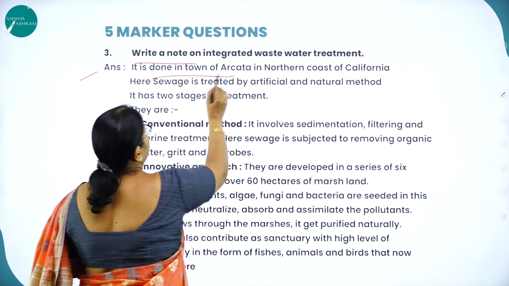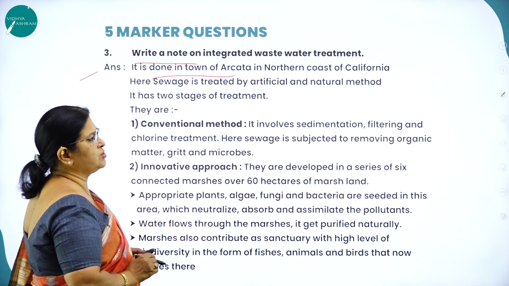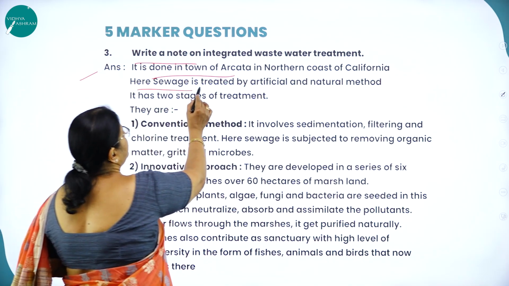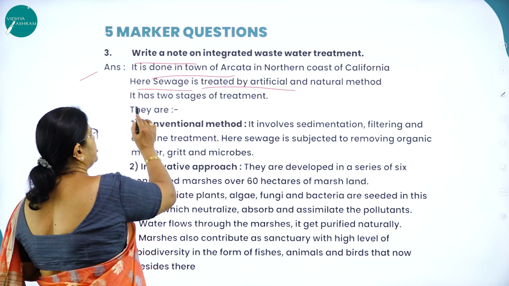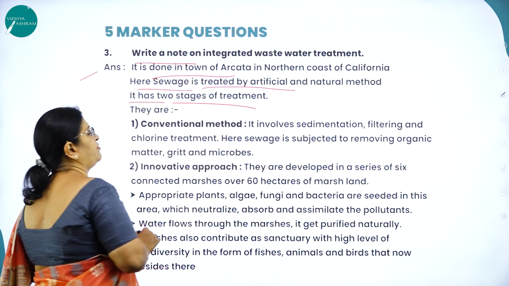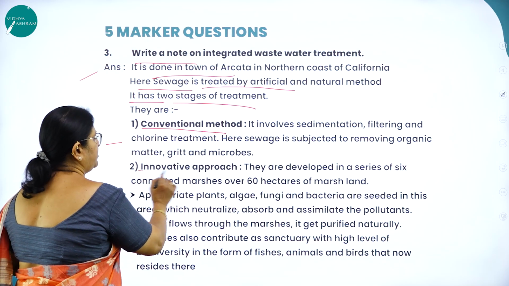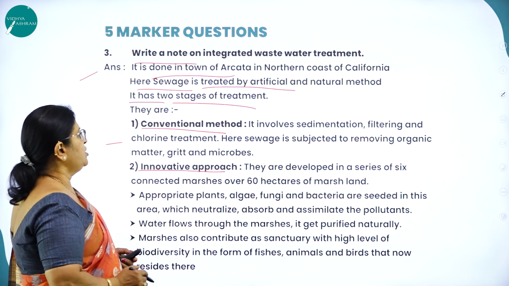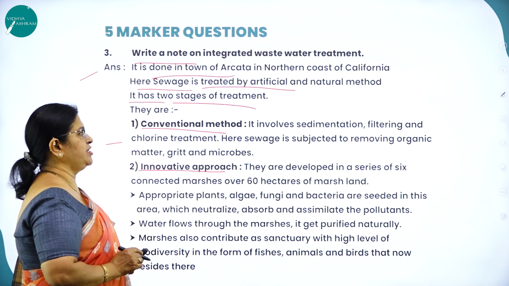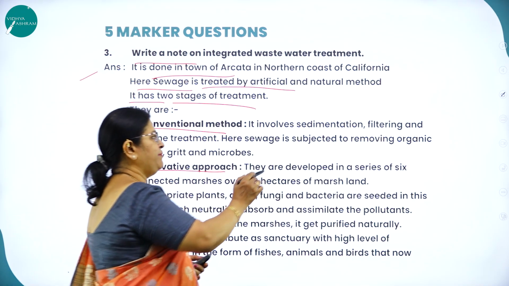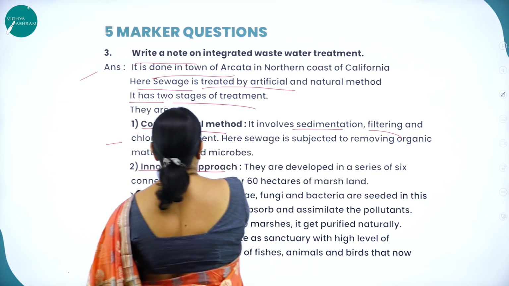So it is done in the town of Arcata in northern California on the west coast. Here sewage is treated by artificial and natural methods. It has 2 stages of treatment: one is called the conventional method, the other is called the innovative approach. So what was done in the conventional method? It involves sedimentation, filtering and chlorine treatment.